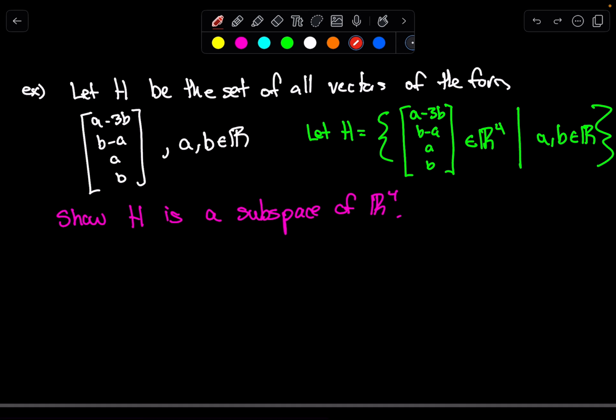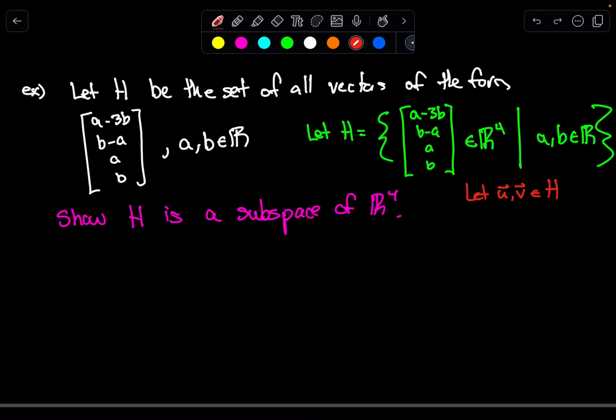Showing that this is closed under vector addition means you would have to let U and V be two vectors in H. You would have to write them in their general notation, add them, and then show that the result still looks like this. And the same thing for scalar multiplication.